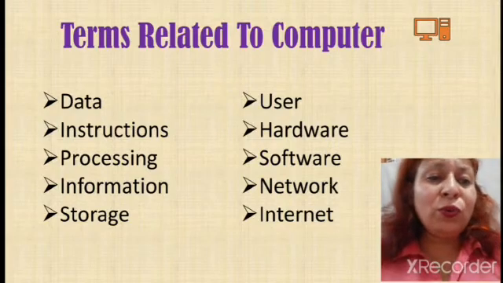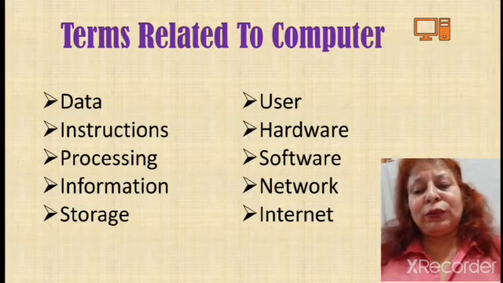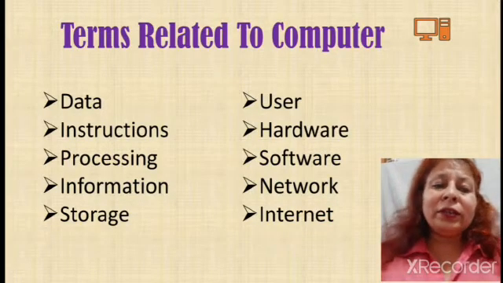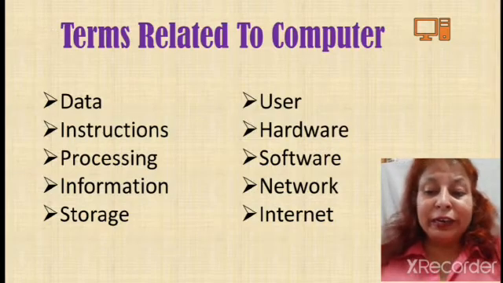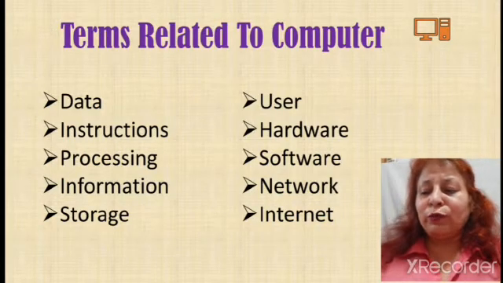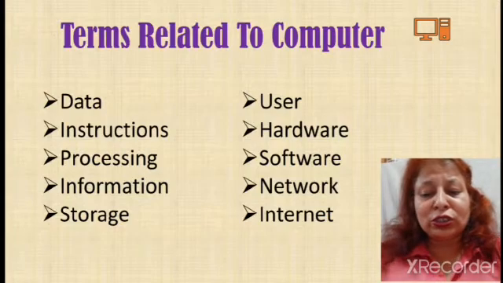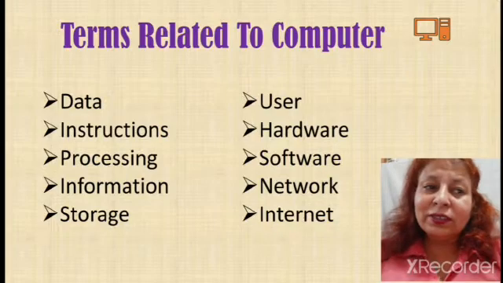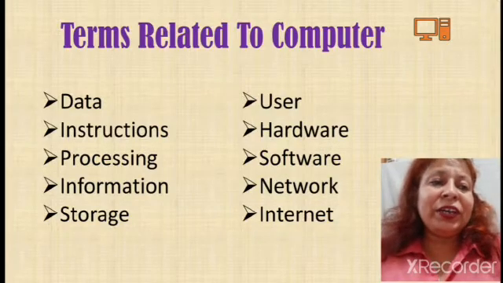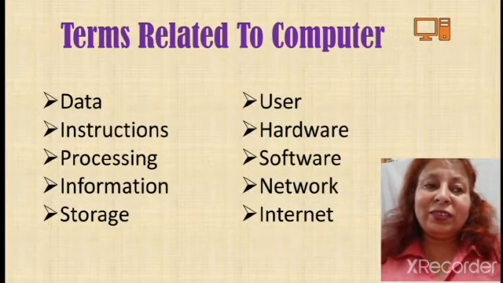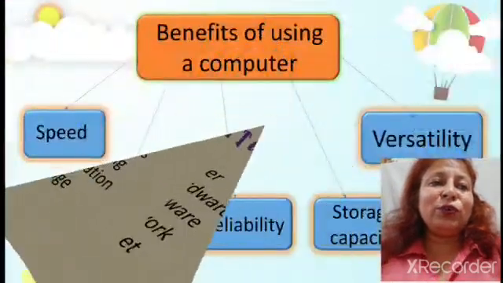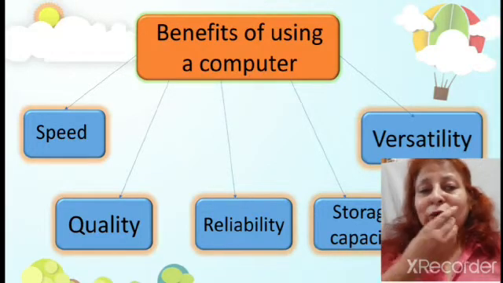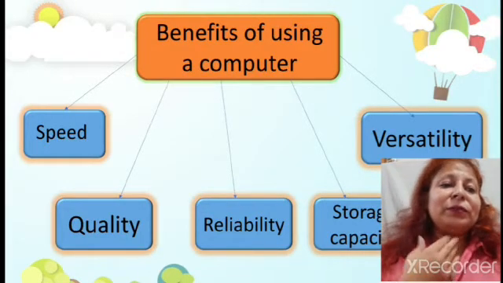What is a network now? A network is a collection of computers which are connected together. And what is the internet? The internet is the worldwide collection of networks that connects millions of business firms, government agencies, educational institutes, and individuals together. That's the internet which you use every day. You use the internet for getting your homework, for studying. Now next is the benefits of using the computer.